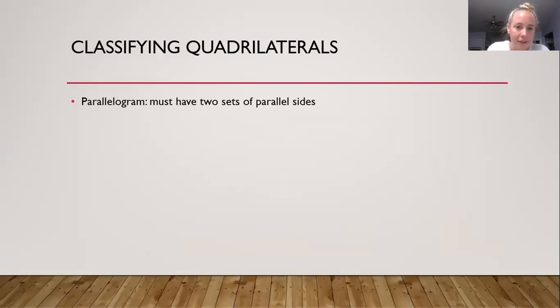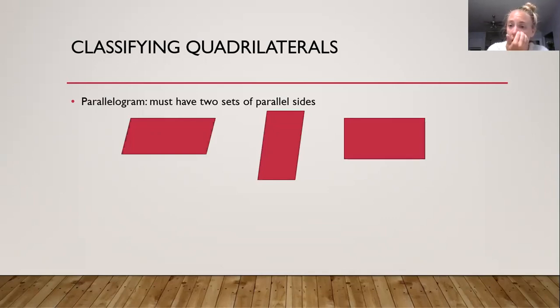That's the parallelogram. A parallelogram must have two sets of parallel sides. If you remember from our last lesson, parallel means that there are two lines that are going the same distance apart and they will never cross paths with each other. Here's an example of three different parallelograms.